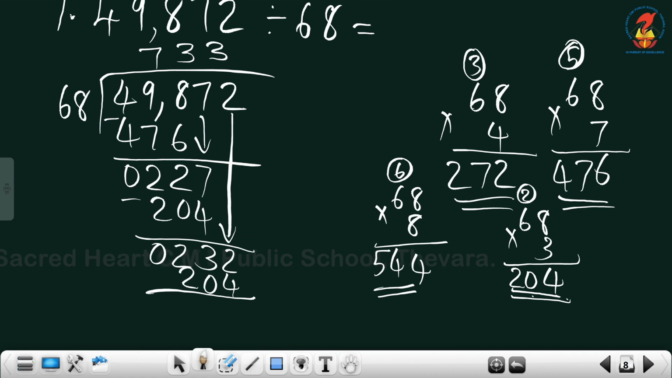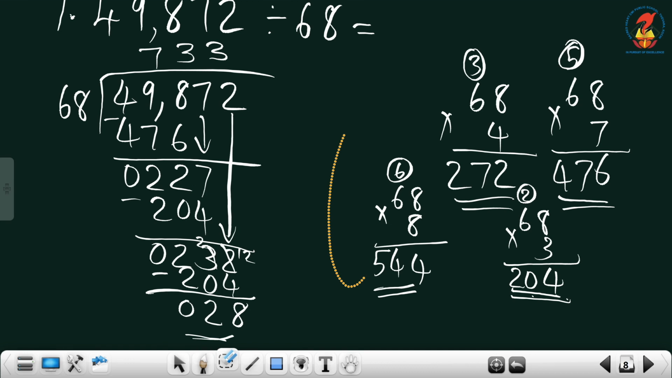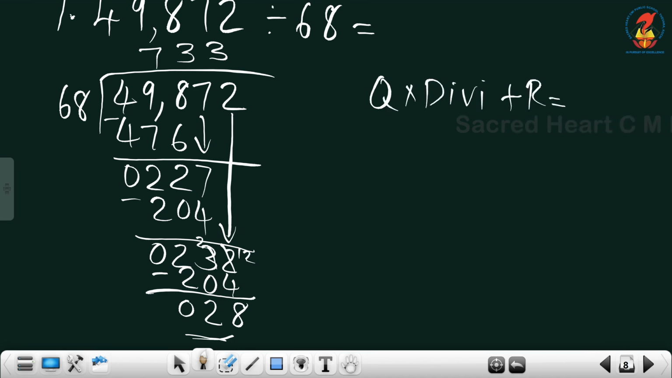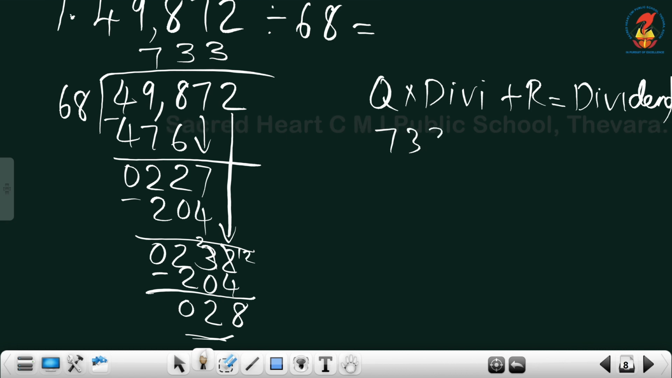Okay. Then subtraction. 2 is less than. So we need to borrow 1 from here. It will become 12. 8. Then 2. 0. 28. Okay, remainder. Again I need to check my answer is correct or wrong. How? Quotient into divisor plus remainder. I need to get what? Dividend.